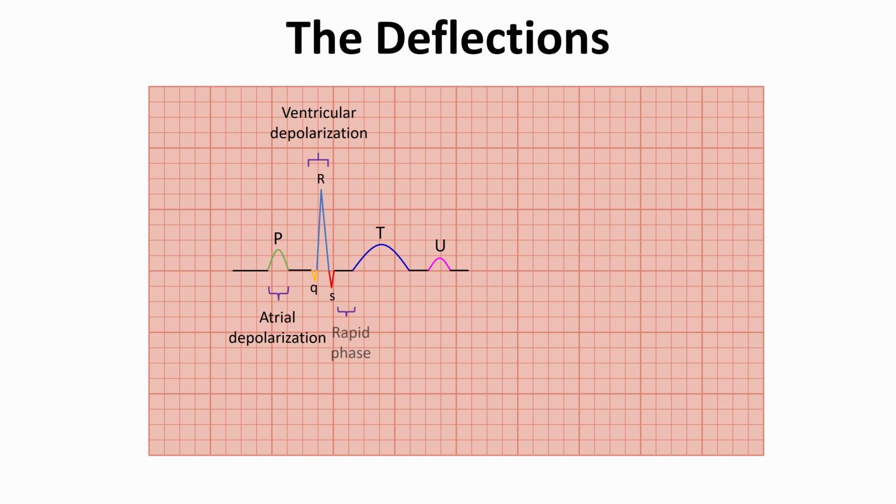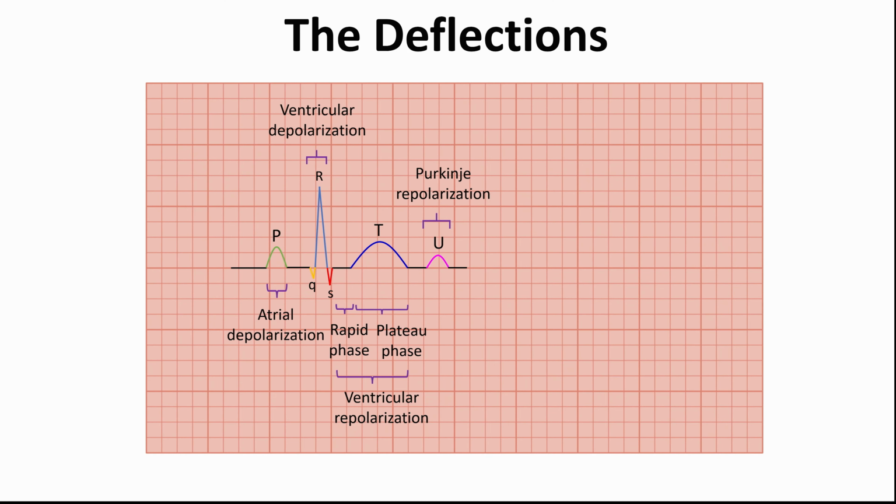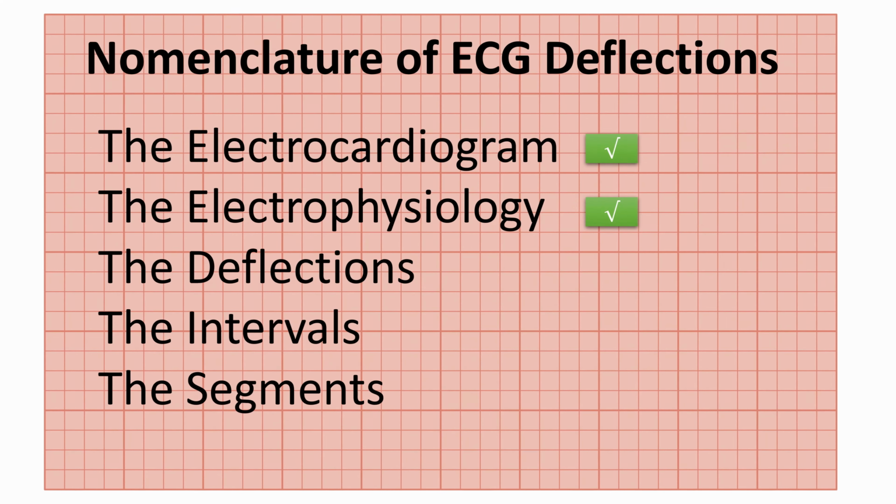Within ventricular repolarization, the ST segment is the plateau phase and the T wave is the rapid phase of ventricular repolarization. So we have finished our lecture today, which was about the deflections. And let's jump to the question of today.